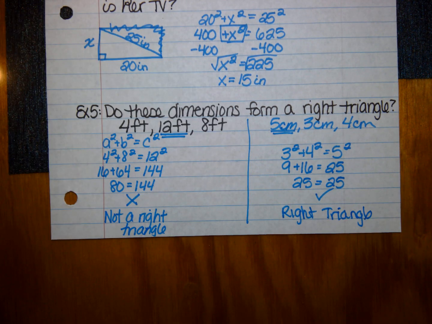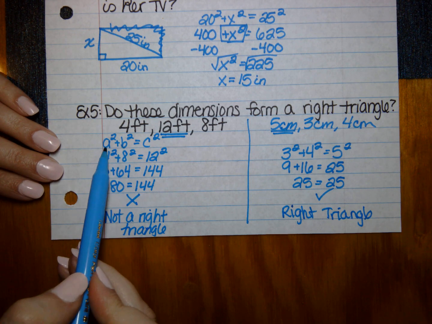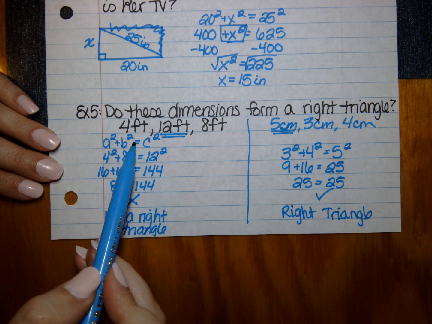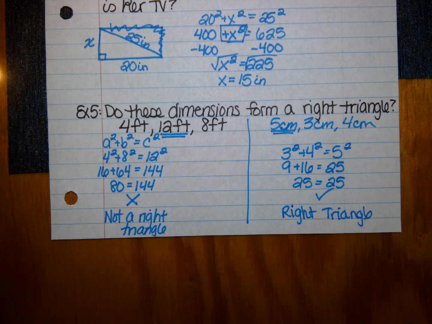Again, the key is to remember that in order for it to be a right triangle, the sum of the squares of the legs has to equal the square of your hypotenuse. If they're off by even a decimal value, it is not a right triangle.